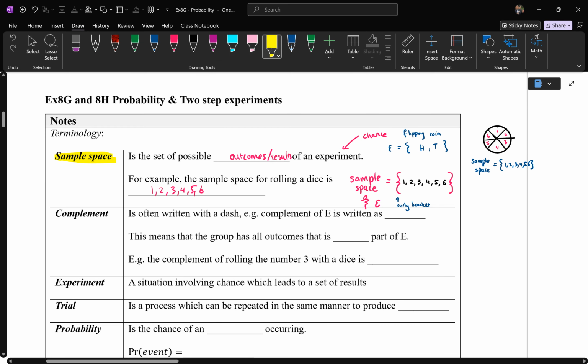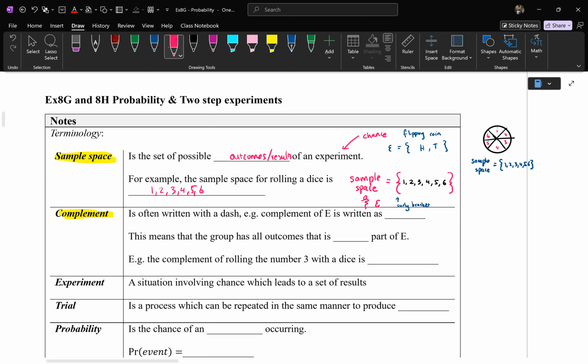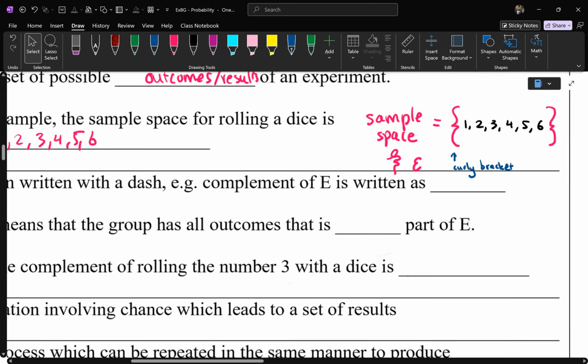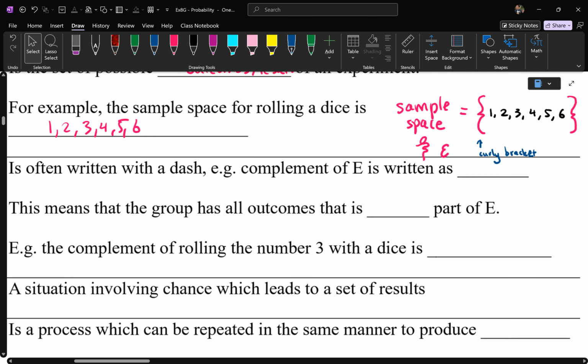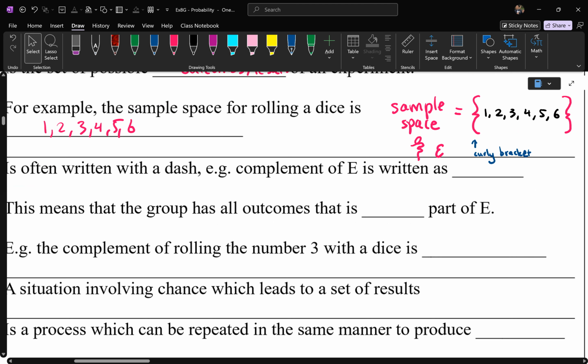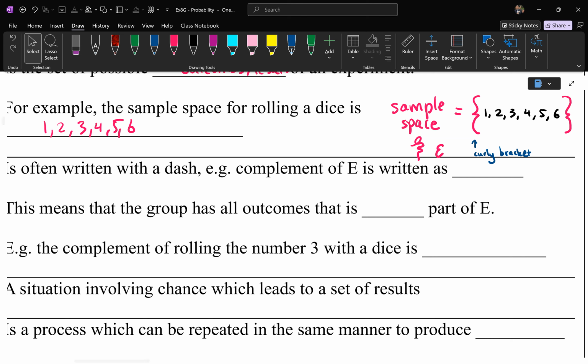Now, complement is tricky. Tricky to first understand, but once we do a couple of examples, you'll get used to it. A complement is often written with a dash on a capital letter. So in this case, the complement of E is written as E dash. If I say complement of A, you would say A dash. If I say complement of B, you would say B dash.